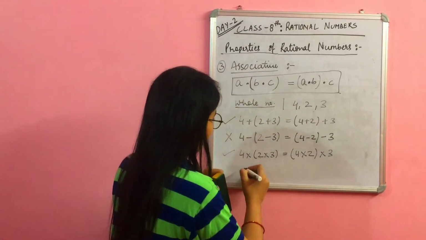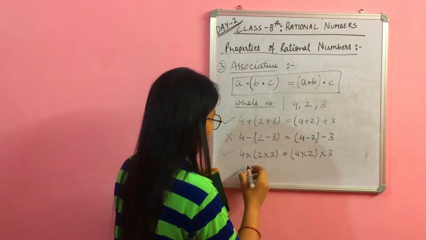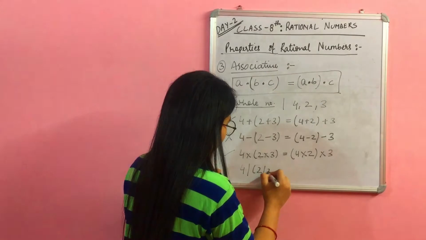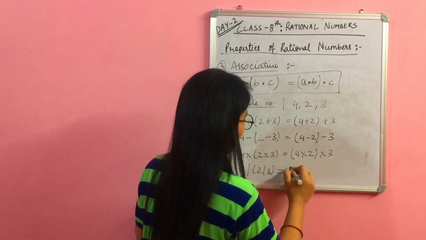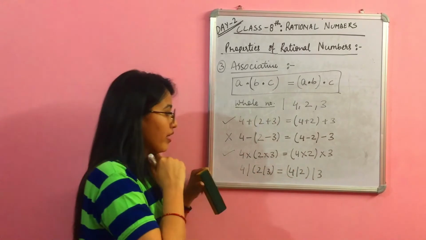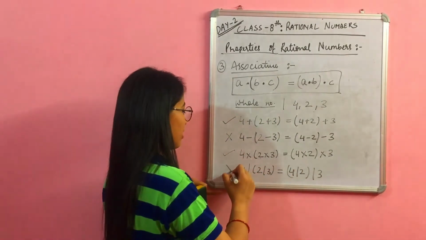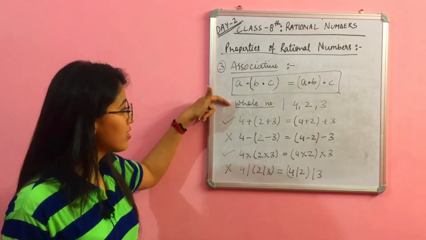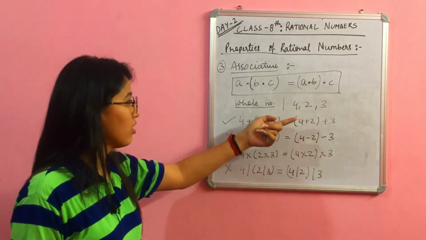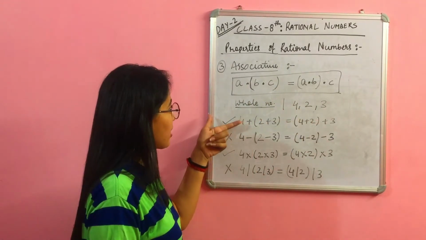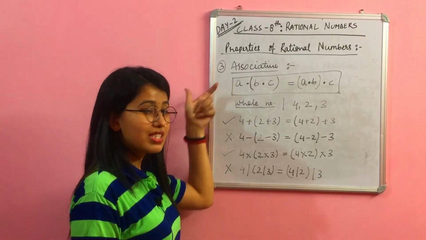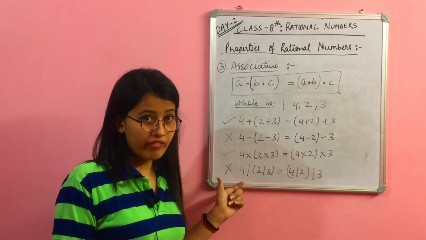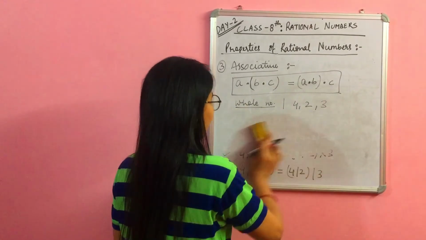Okay, now let us check for division as well. Okay, if I am performing this, 4 divided by 2 divided by 3 is equal to 4 divided by 2 divided by 3. Okay, so when you will solve this, definitely this will not satisfy. Okay, so in the case if we are taking the set of whole numbers with any 3 whole numbers, our condition will satisfy, associative law will satisfy in the case of addition and multiplication only, not in subtraction and division.